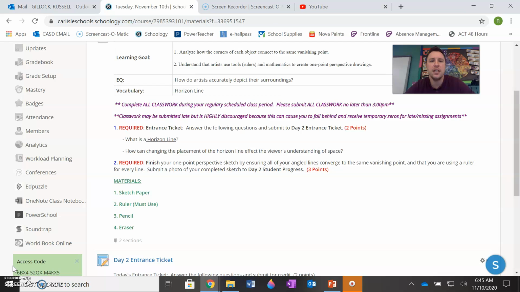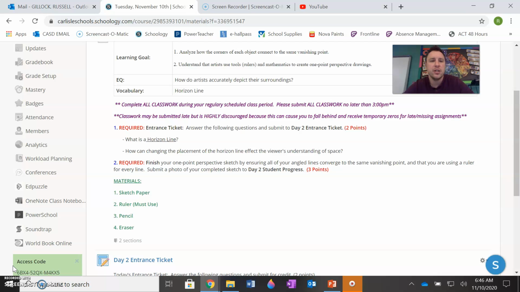All right, so moving on to your learning goals for today. Today we're going to analyze how the corners of each object connect to the same vanishing point. That is the key to this project, to make sure you are angling each corner to that specific point on your horizon line. And then also we want to understand that artists use tools such as rulers and mathematics to create 1-point perspective drawings. So there's a lot of math in this technique.